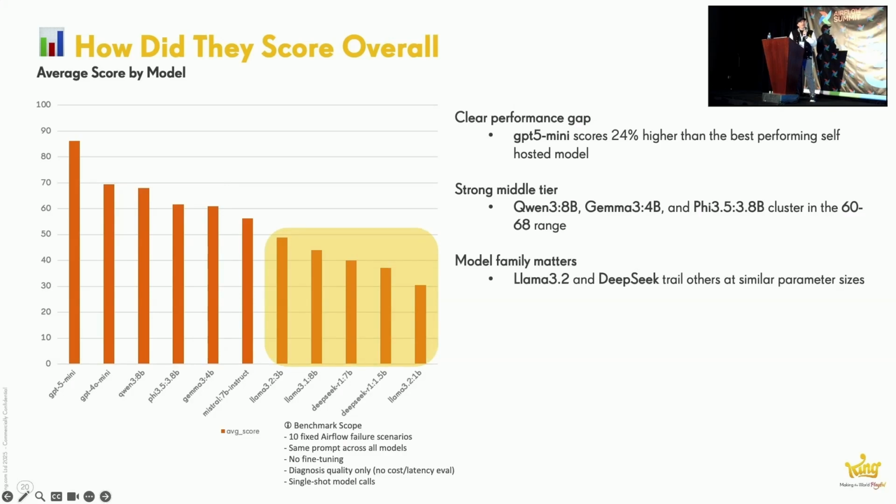An interesting observation is that model family seems to matter. These Llama models and DeepSeek variants seem to lag behind the others at similar parameter sizes, maybe suggesting that the architecture or the training origin play a big role. I'm not sure. And at the bottom end as well, we're seeing these smallest models, these 1.5 and 1 billion models, struggling to produce useful output.